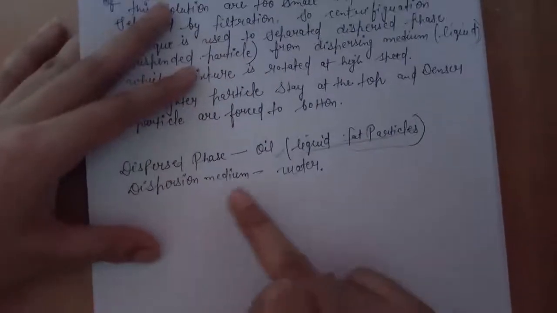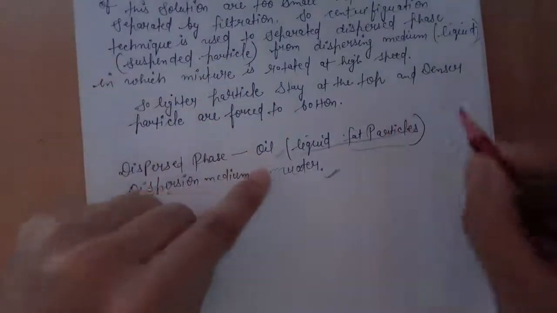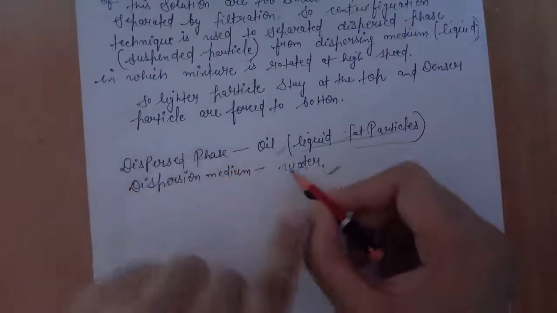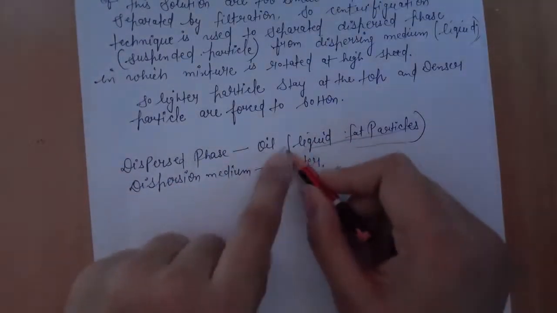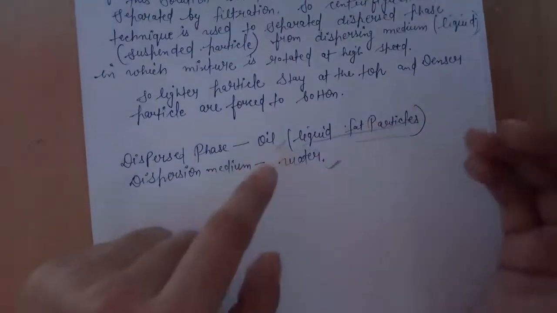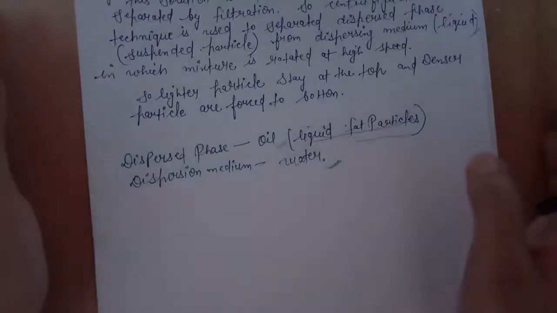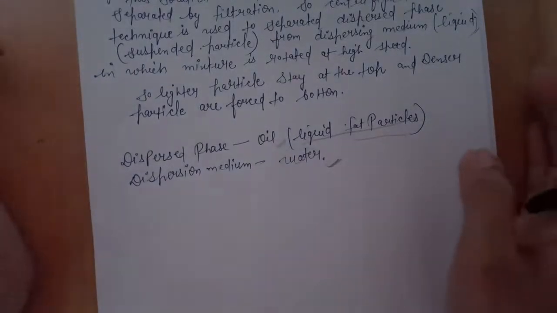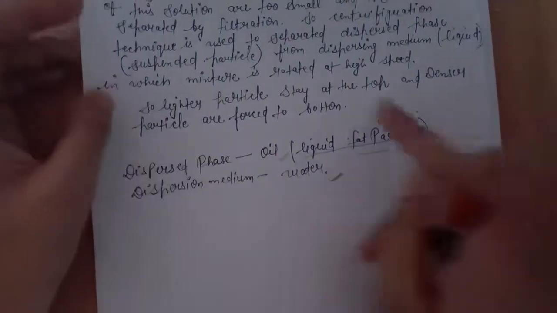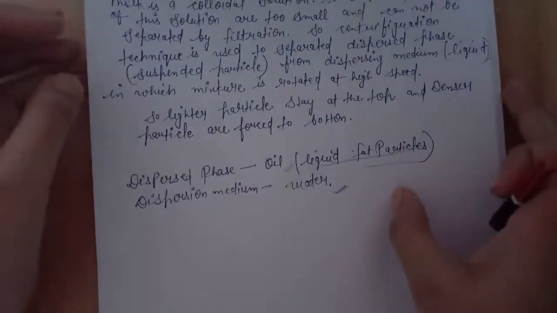And next is the dispersion medium, which in milk is water. Here we want to separate the oil from the water, but it is not possible to separate the oil by the filtration method, because the fat particles are too small to be separated out by filtration. So one technique is used to separate these fat particles. That technique is called the centrifugation technique.